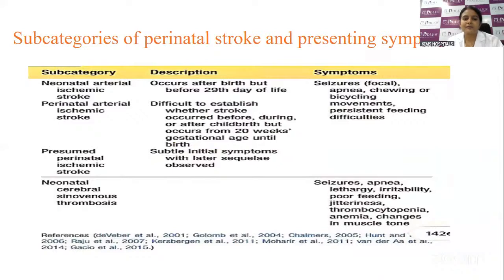These are the subcategories of perinatal stroke. The first one is neonatal arterial ischemic stroke, which usually occurs after birth but before the 29th day of life. In perinatal arterial ischemic stroke, it is very difficult to establish whether the stroke occurred before, during, or after childbirth, but it usually occurs from 20 weeks gestational age until birth. Presumed perinatal ischemia usually presents with subtle symptoms, and later presents with sequelae. The clinical features usually presented are focal seizures, apnea, chewing movements, bicycling movements, persistent feeding difficulties, etc. And the other subtype is neonatal cerebral sinus venous thrombosis.